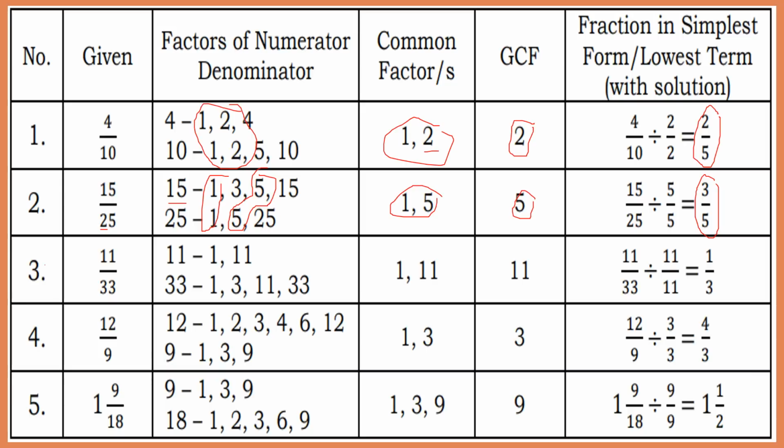Number 3, 11/33. Factors of 11 are 1 and 11. Factors of 33: 1, 3, 11, and 33. Their common factors: 1 and 11. GCF is 11. Fraction in simplest form, 11/33 divided by 11/11 is equal to 1/3.